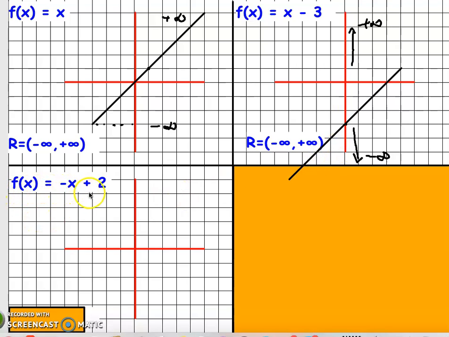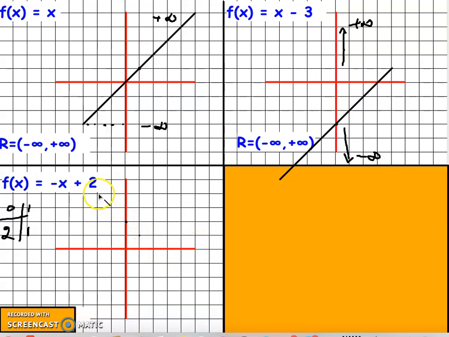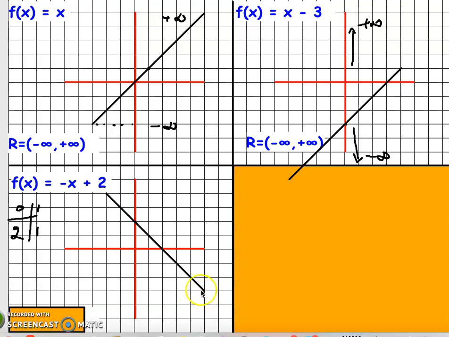F of x equal to minus x plus 2. So to graph this function, we can take particular points. For x equal to 0, f of x equal to minus 0 plus 2 equal 2, so here is 0, 2. For x equal to 1, f of x equal to minus 1 plus 2 equal to 1. Now look at the y values. So the lowest y value is minus infinity, so the graph will continue going down, and the highest y value is plus infinity, so the range of this function is also minus infinity to plus infinity.